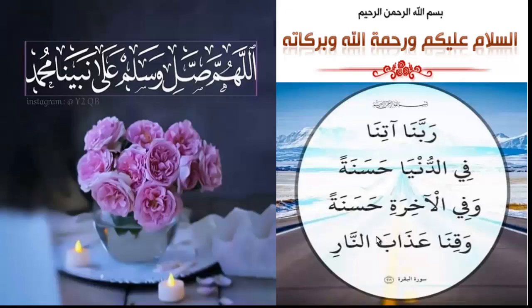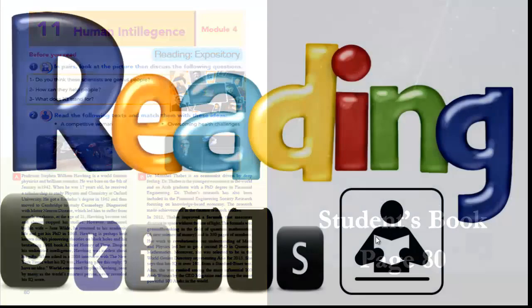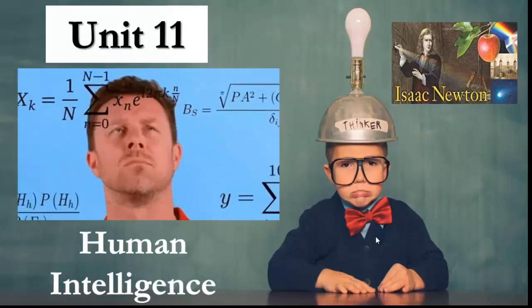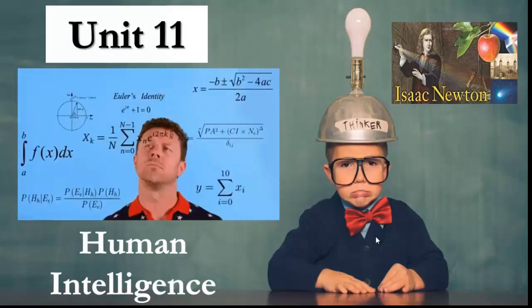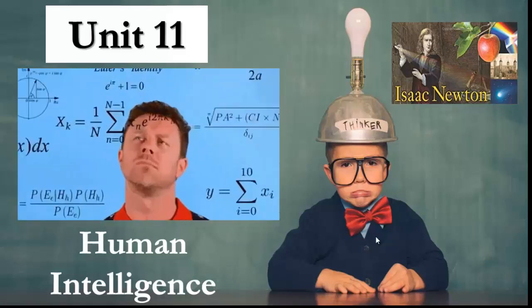Dear students, our lesson today in student book page 80 we have a reading text. The title of the unit is Human Intelligence. Okay, so please open your student book page 80 and focus with me. Reading skills. Look at here. This is the title of our unit. A human intelligence. So human smartness.